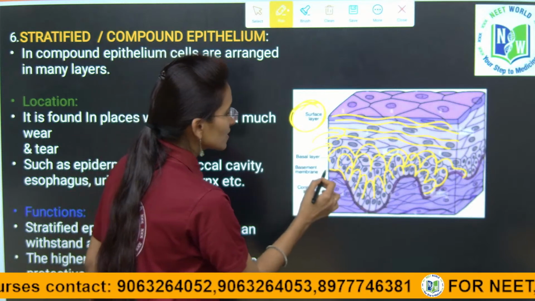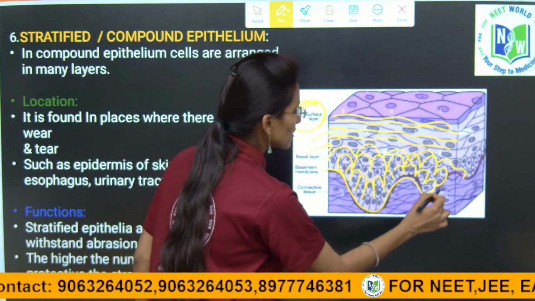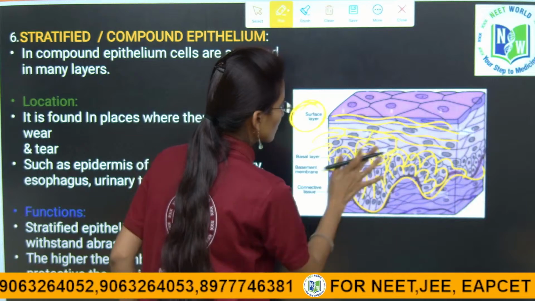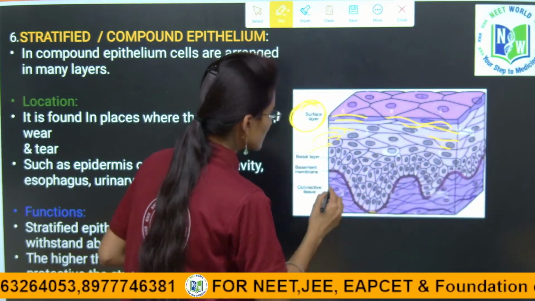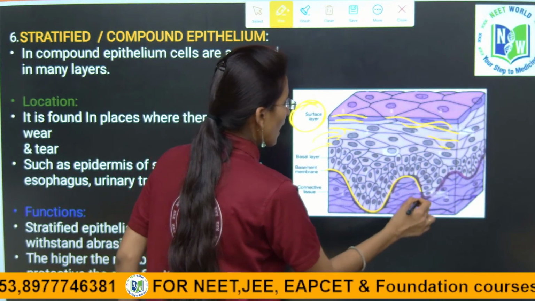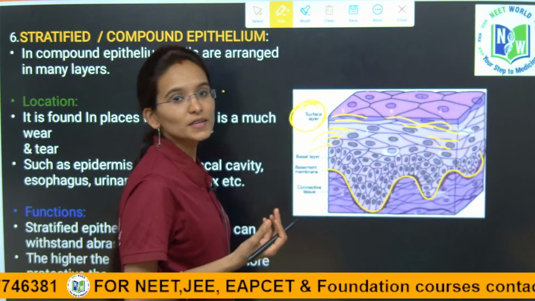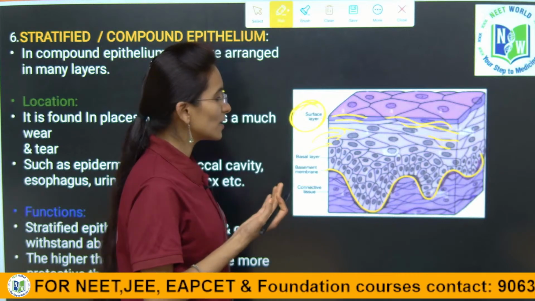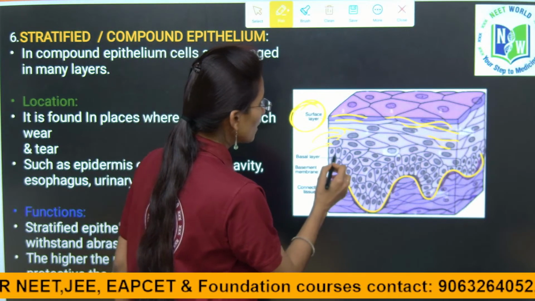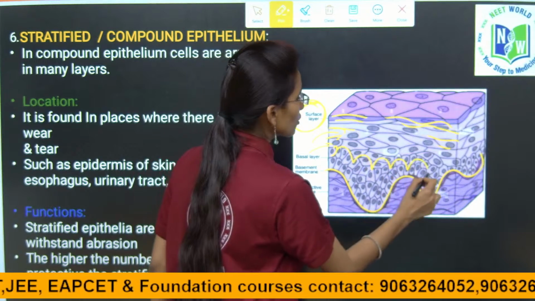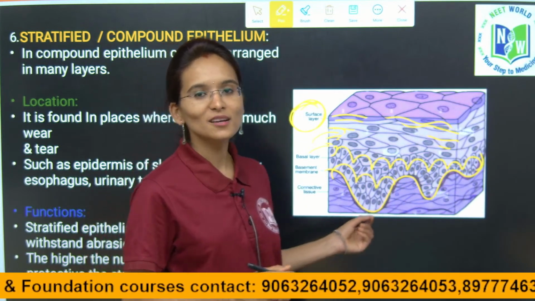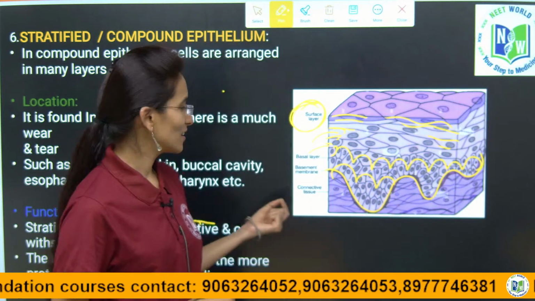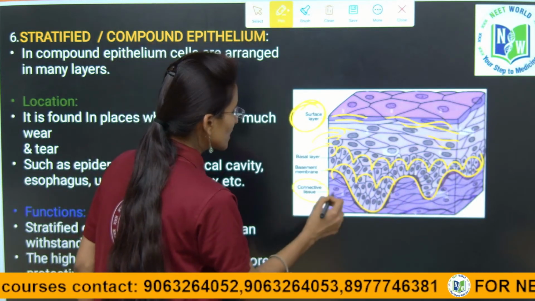And for this there is the basement membrane. Can you see? For the stratified epithelium, here we can find this basement membrane, and on the basement membrane, instead of the presence of only a single layer or double layer, it is going to form a multi-layer arrangement of the cells. That is the reason we call it a compound epithelium or stratified epithelium. And this will be the connective tissue.